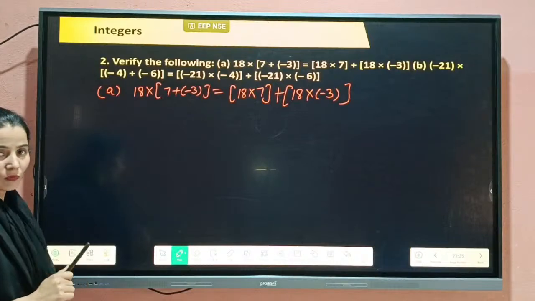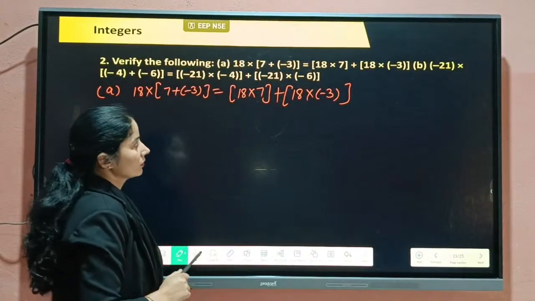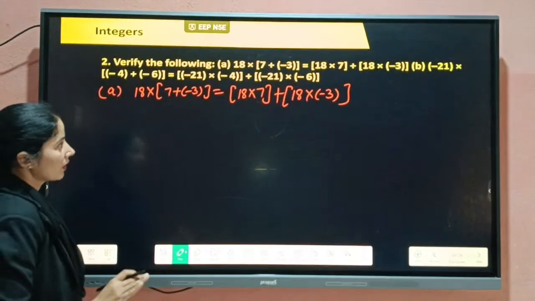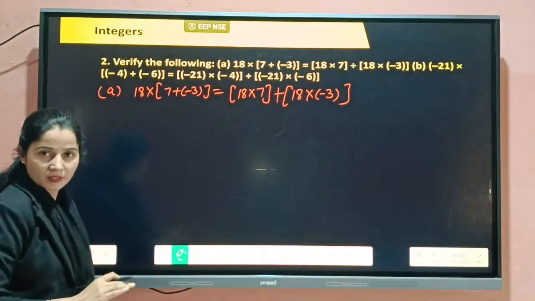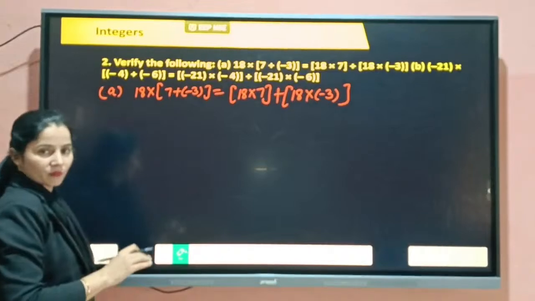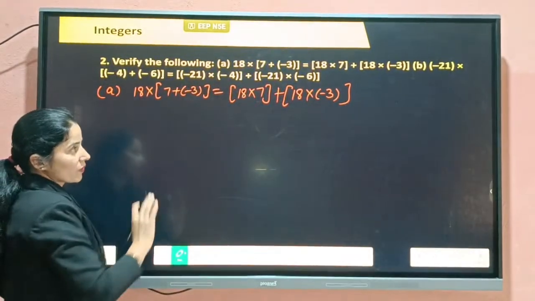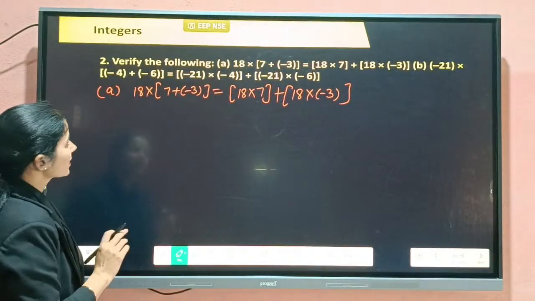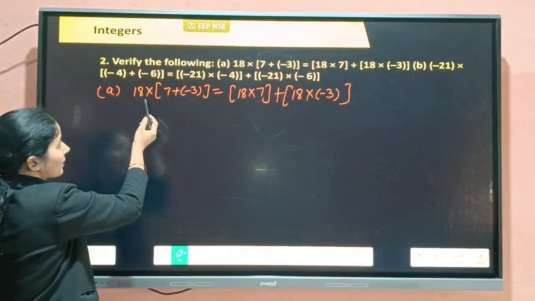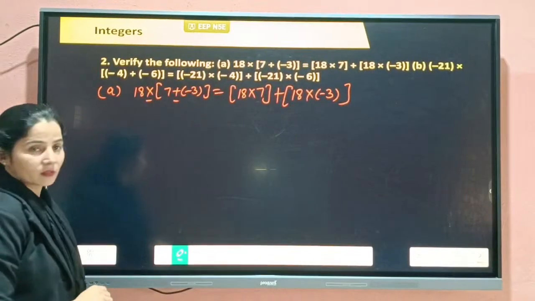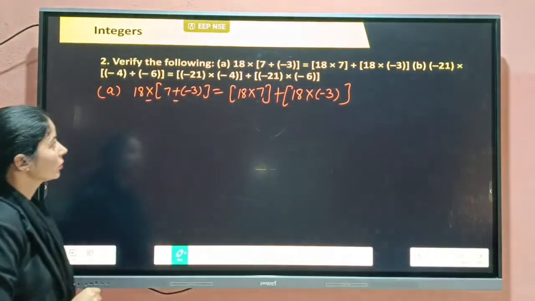In this question, what does he want to state? Verify. There are two sides of this question, left hand side and right hand side. I will solve the left hand side and then I will solve the right hand side. If both answers are the same, my left hand side and right hand side are equal, then I will say this question is verified, otherwise no. If you see it carefully, then it is the distributive property. Multiplication is distributed over addition. This is the distributive property of integers.